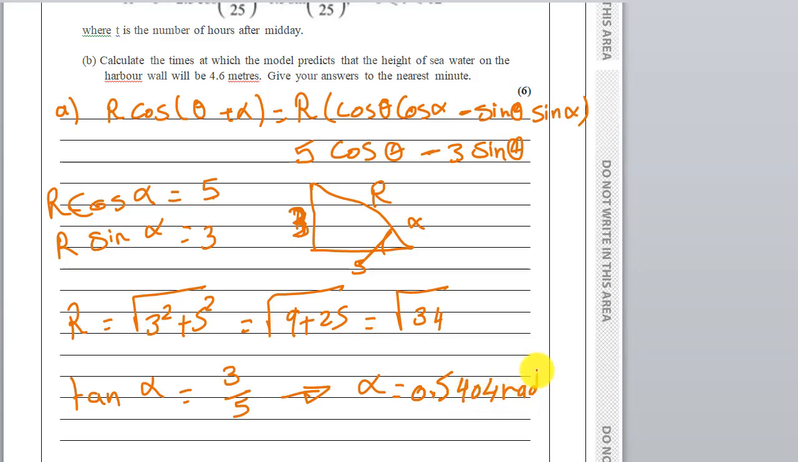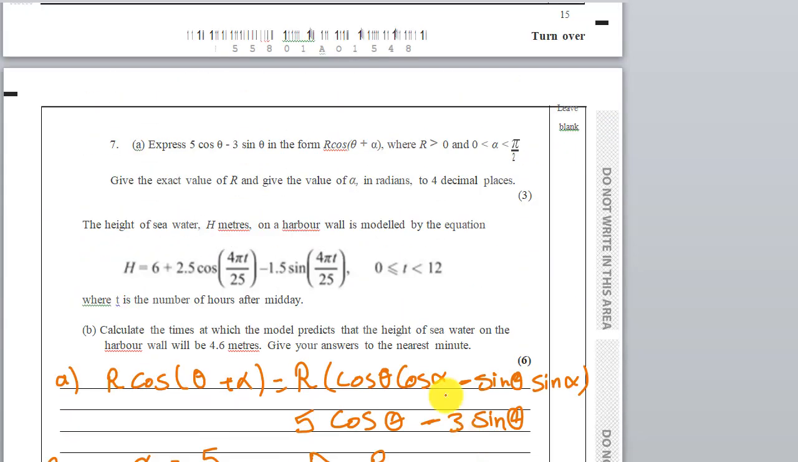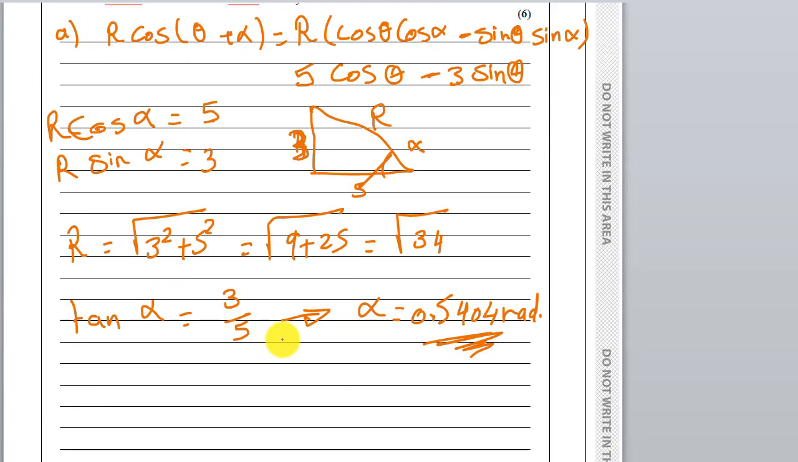0.5404 radian, 4 significant, 4 decimal place. Okay, so this is R and this is alpha.